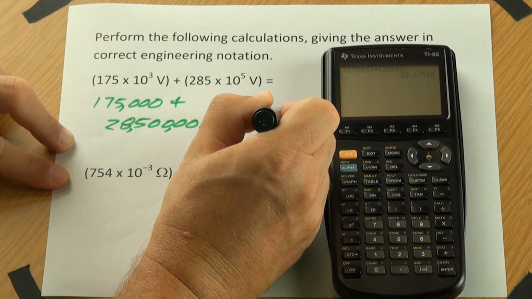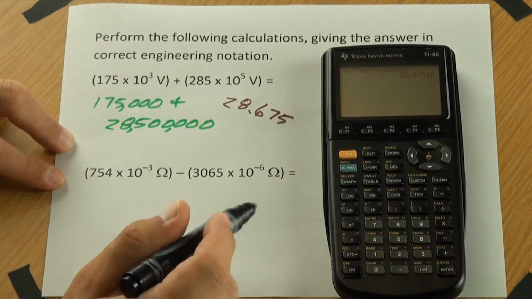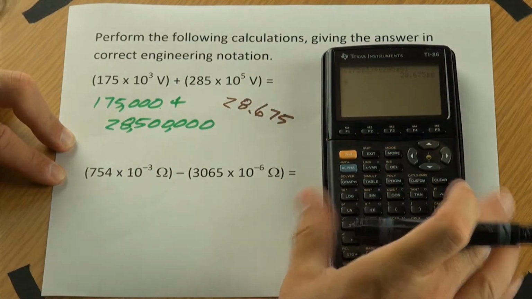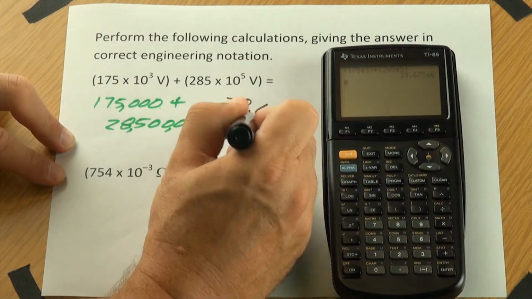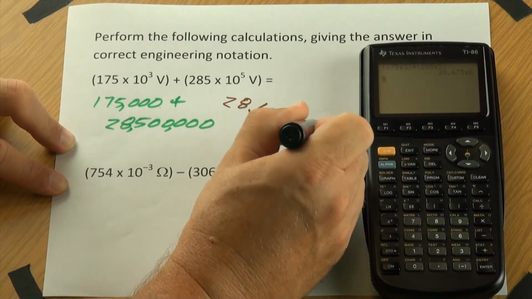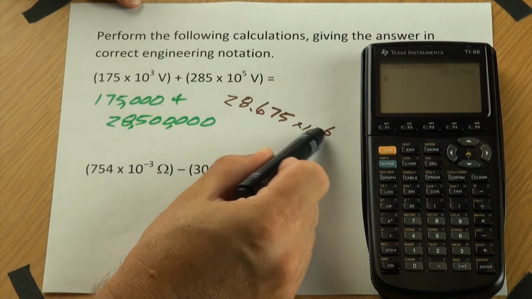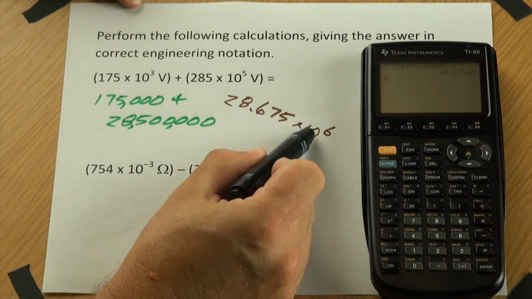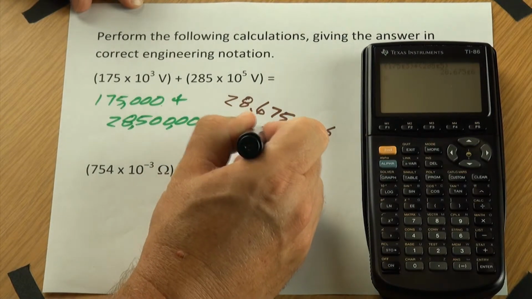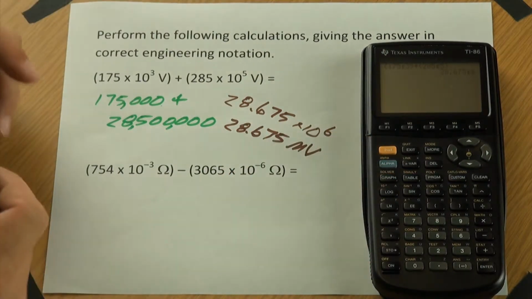And when I do that, what the calculator is giving me is 28.675, and it has the E with the exponent right there, E6. Hard for me to see it right there. So it's telling me that this would be 28.675 times 10 to the 6th, which I can convert back into engineering notation. I know that 10 to the 6th represents mega. So it's 28.675 megavolts is the answer that I'm looking for there.